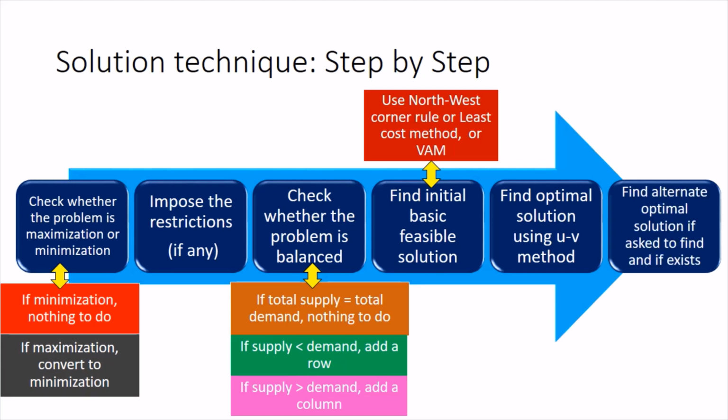So after this step, the last step is finding the alternate optimal solution. So for this you have to read the statement of the question again, because this step we have to execute only if we are asked to look for alternate optimal solution. Otherwise there is no need to do that, and that too provided the alternate optimal solution exists. So if an alternate optimal solution exists, you find it, otherwise the question finishes there only. So this completes the process of finding the solution of a transportation problem.